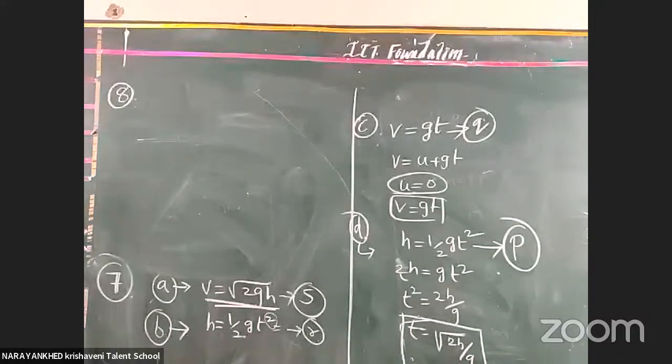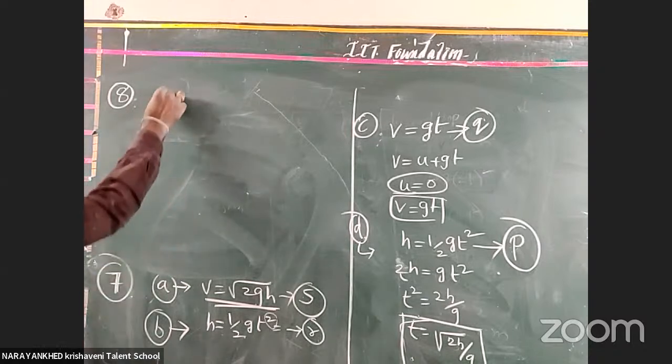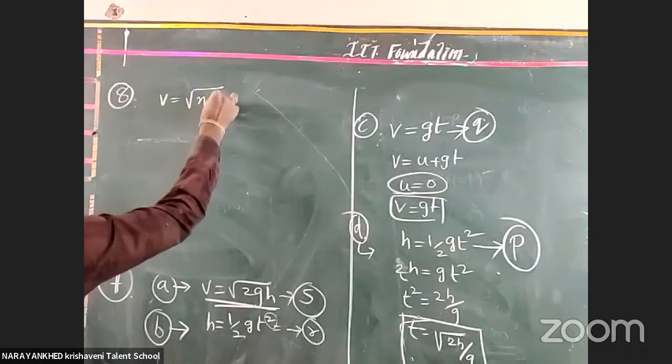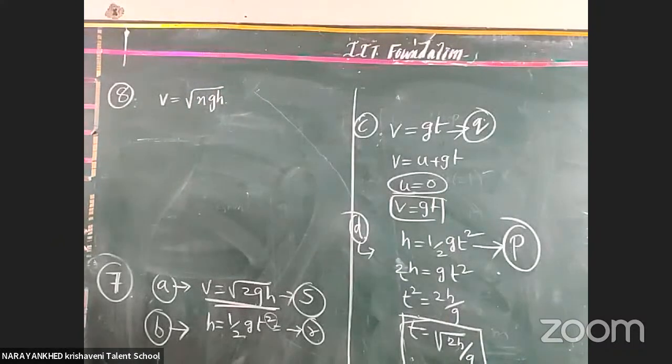The velocity of a freely falling body from a height, at the midpoint, is V equal to under root NGH. Find N. Clear or not, all the students? What is given here? The velocity of the body at the midpoint is taken as under root of N into GH. What is the N value here?